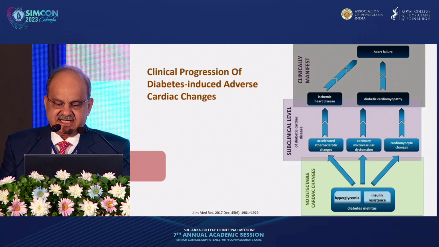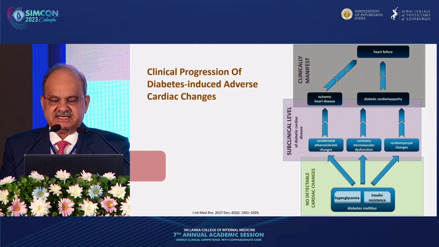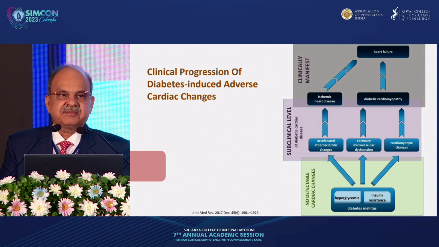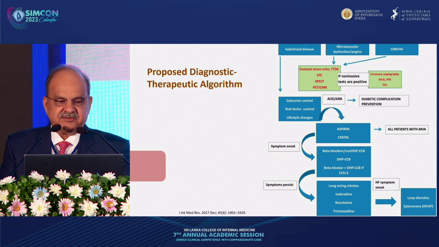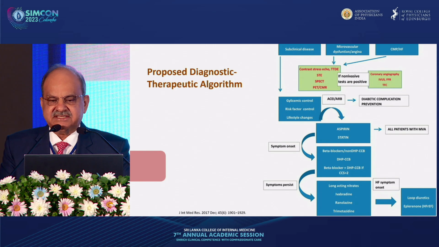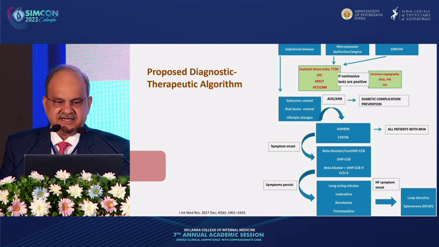No detectable cardiac changes at first, like hyperglycemia and insulin resistance in diabetes. Then the subclinical level, when there are accelerated atherosclerotic changes, coronary microvascular dysfunction, and cardiomyocyte changes, ultimately leading to ischemic heart disease, diabetic cardiomyopathy, and heart failure. Now, this is the proposed diagnostic therapeutic algorithm in these patients: subclinical disease, then microvascular dysfunction, and CMP or heart failure. Step by step, we have to go for that and treat accordingly.